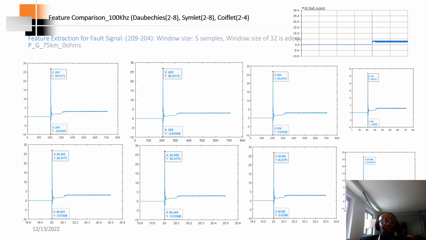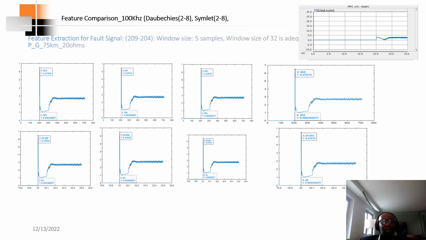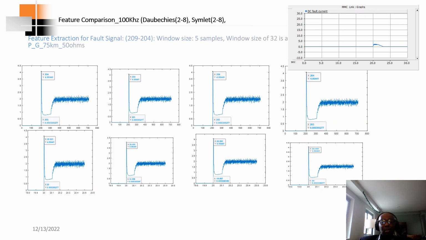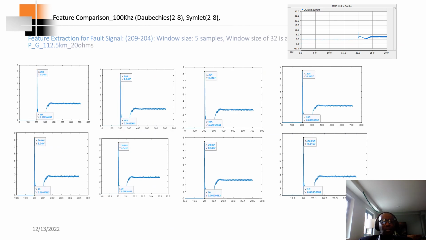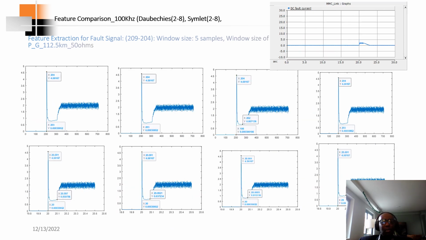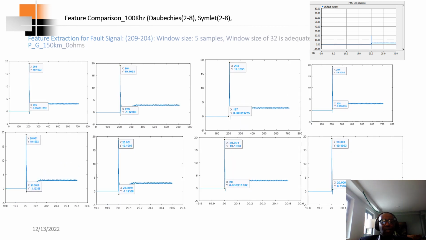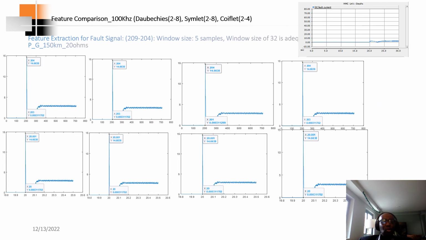So next is pole-to-ground fault at 75 kilometers. Pole-to-ground fault at 75 kilometers at 20 ohms. Pole-to-ground fault at 75 kilometers at 50 ohms. As you can see over here, yes, exact. Then pole-to-ground fault at 112.5 kilometers, 0 ohms. If you compare this one to it, exact replica. Same thing, and as you go to pole-to-ground fault at 150 kilometers, same thing, exact extraction.